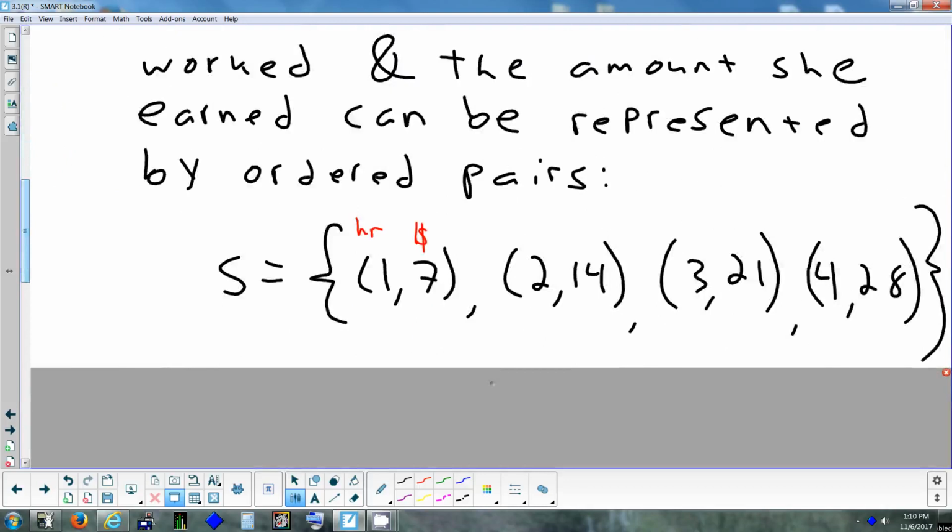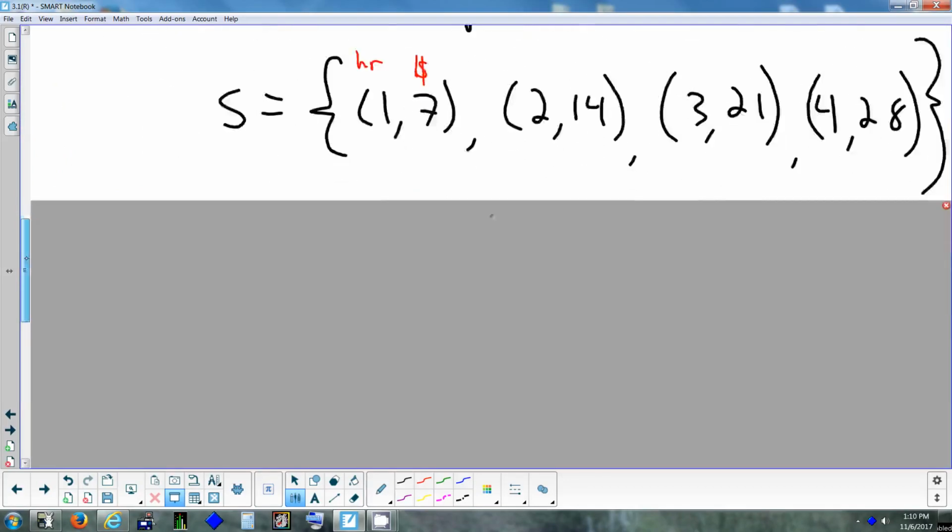So that's one example of how you could use ordered pairs. The first number could represent hours, the second number could represent money. And it's important that we set it up that way. You can't switch it. Hours has to be the first one, money the second one. And we'll talk more about why that is later today.